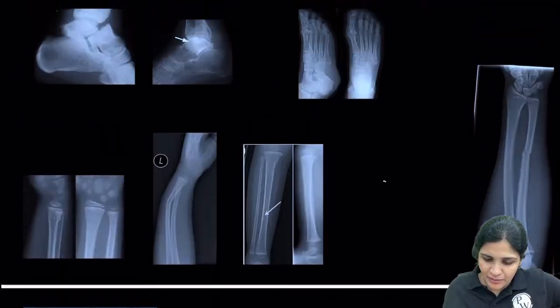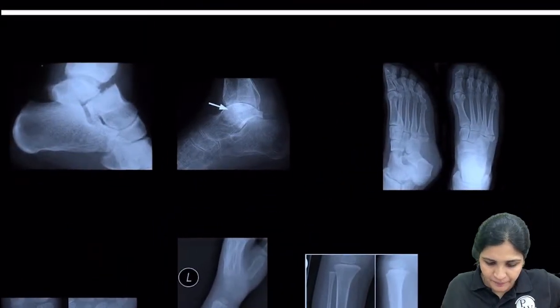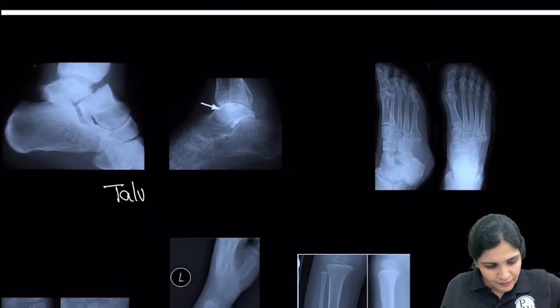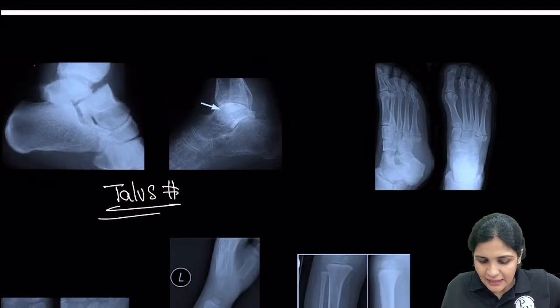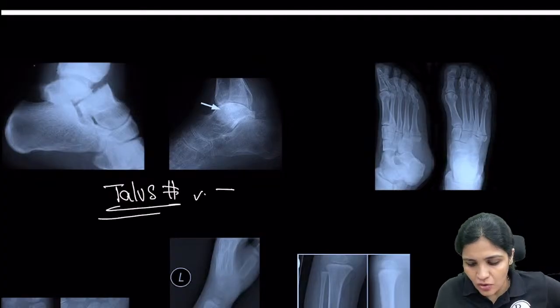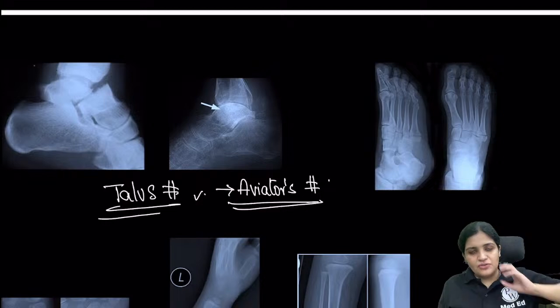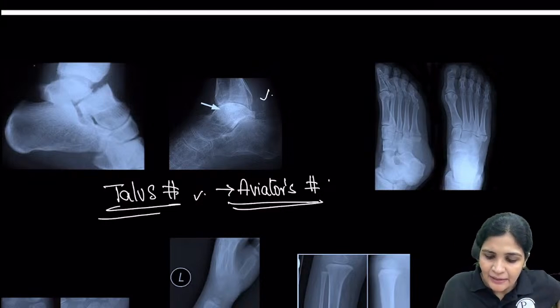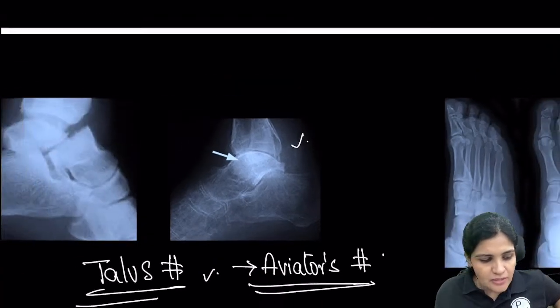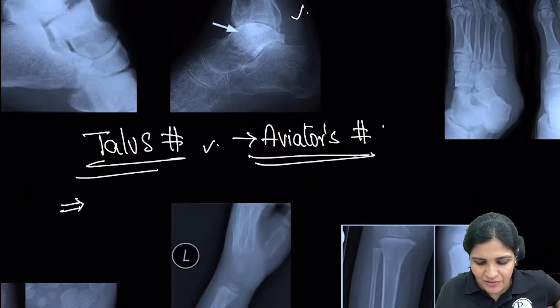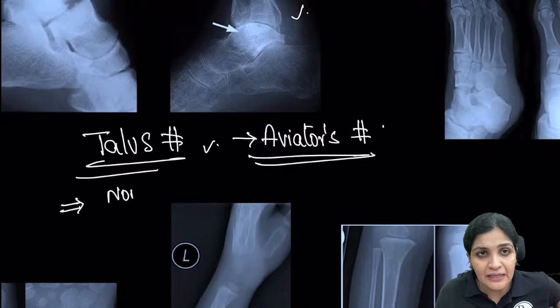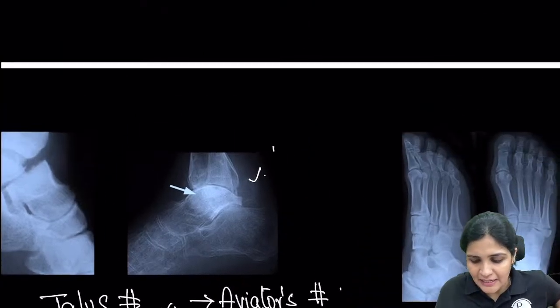Okay, now these are some of the important fractures. What is this fracture? Yeah, this is a talus fracture, also called the aviator's fracture. So talus fracture is also called the aviator's fracture. What is the most common complication of talus fracture? We have discussed already. It results in non-union. Very good.